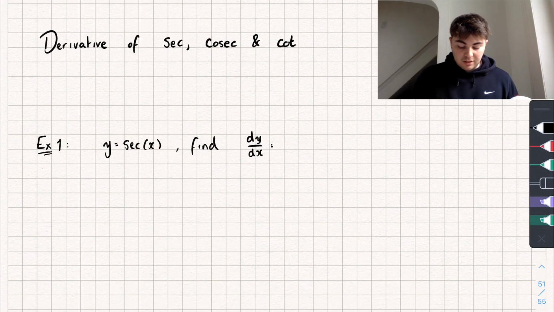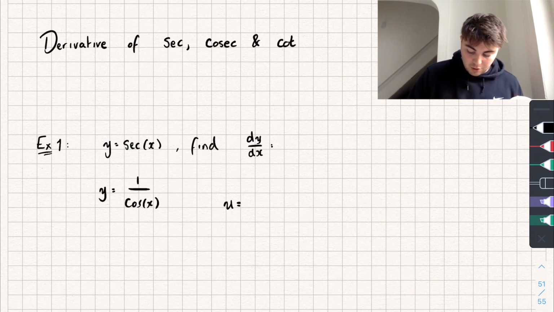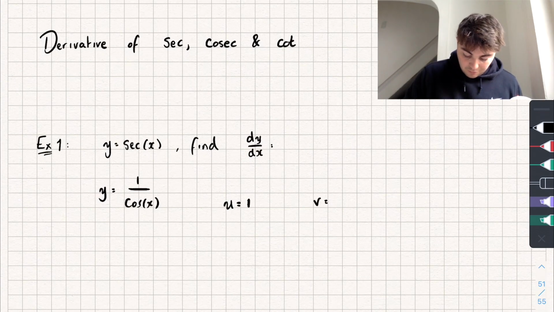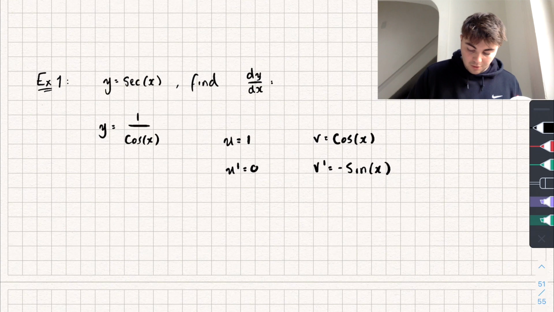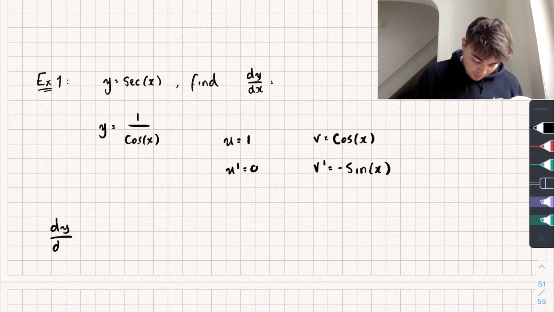So let's start off with finding the derivative of sec of x, and to do that we're going to use the fact that sec of x is just 1 over cos of x, so we can rewrite this as y equals 1 over cosine of x. And now we can use the quotient rule, which says that the function u is just the numerator, so that's 1, and the function v is my denominator, so that's just cos of x. Derivative of u is just 0, and the derivative of v is going to be negative sine of x. And now we can put this all into the quotient rule to find our derivative dy by dx.